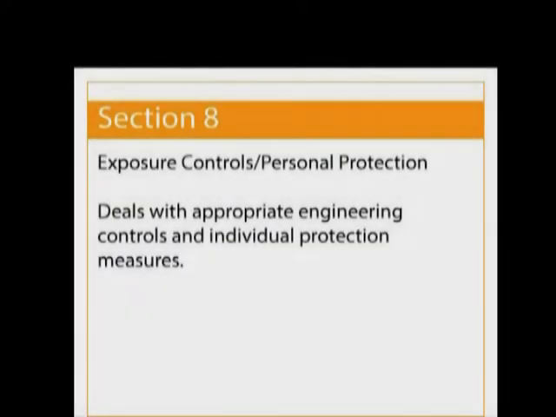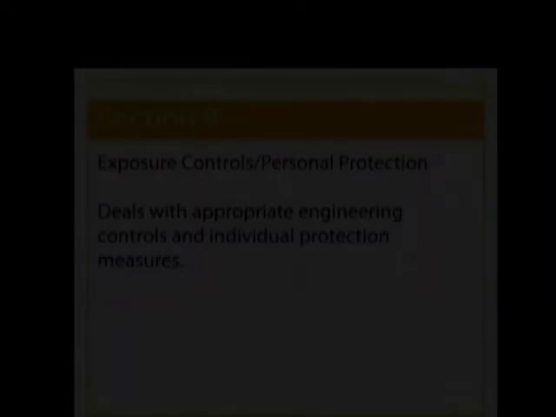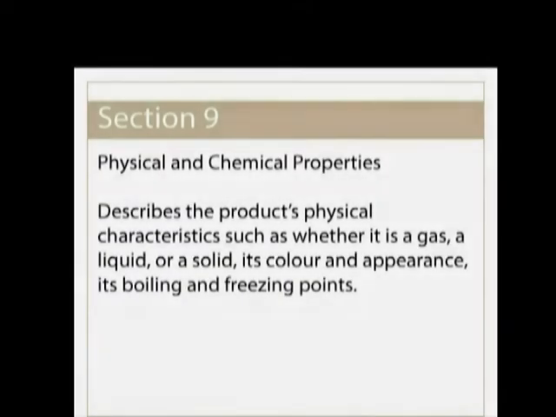Section 8, Exposure Controls and/or Personal Protection, deals with appropriate engineering controls and individual protection measures. Section 9, Physical and Chemical Properties, describes the product's physical characteristics, such as whether it is a gas, a liquid, or a solid, its color and appearance, its boiling and freezing points.